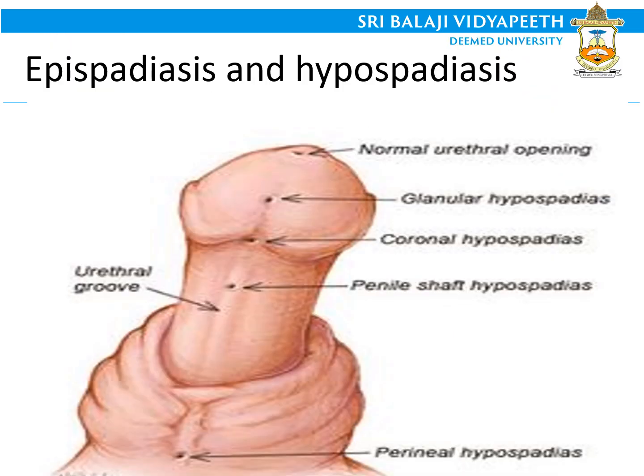Epispadiasis and hypospadiasis are conditions wherein there are abnormalities of the urethral orifice. Hypospadiasis is where the urethral orifice is placed on the ventral surface of the penis, or the lower surface of the penis, and epispadiasis is where the urethral orifice is on the dorsal surface of the penis, anything above the normal.